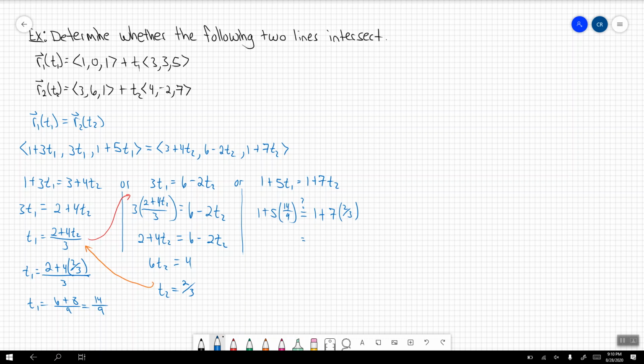Notice the ones will cancel. So the ones are going to cancel, that's nice. And now we're left with 5 times 14, which is 70. So the left side is 70 over 9, and the right-hand side is going to be 14 over 3. Notice these two are not equal. Sorry, everyone, but these are not intersecting lines.